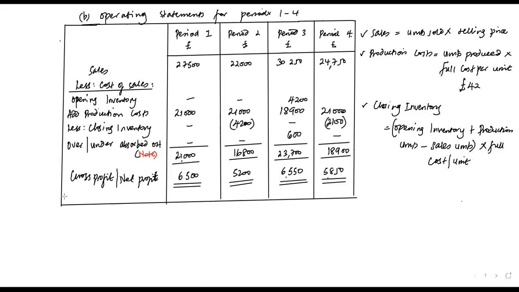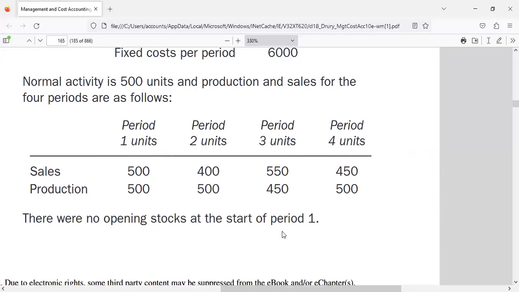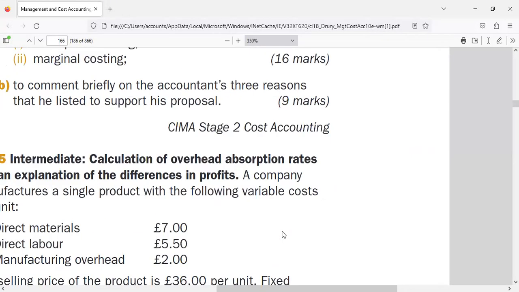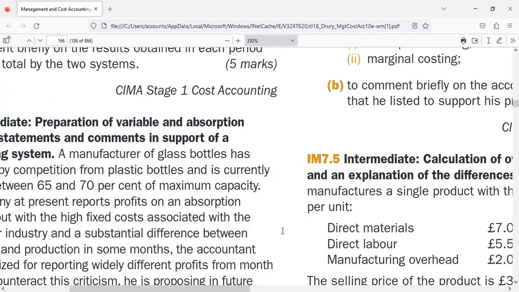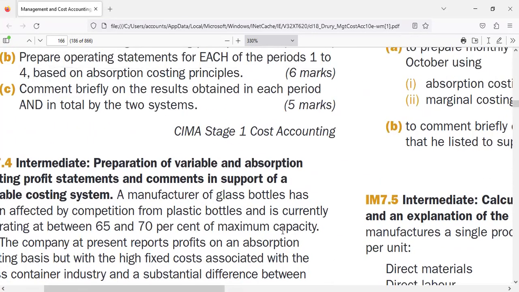There is a part of the question, one of the parts of the question. I think it's part 3. Let's try to have a look at this and see. Comment briefly on the results obtained in each period and in total by the two systems. Let's try to comment briefly on the results obtained in each period and by these two systems. Period 1.